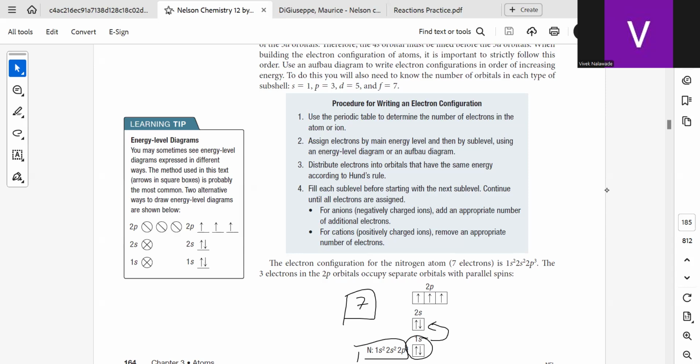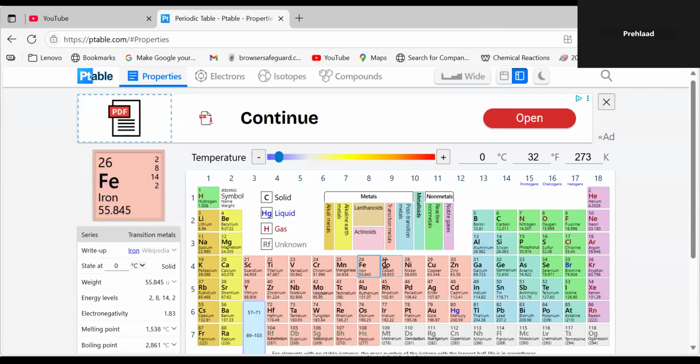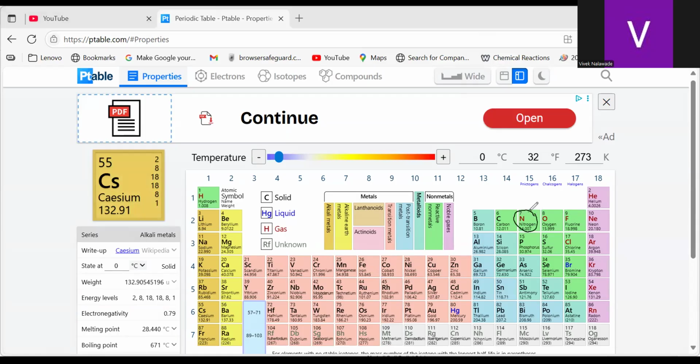So let me share the screen with you. Can you see my screen with the periodic table? Yes. So now, you have nitrogen, which is at the seventh position, correct? That seventh position is in period 2, correct? So that means there are two energy levels. When there are two periods, it means there are two energy levels.